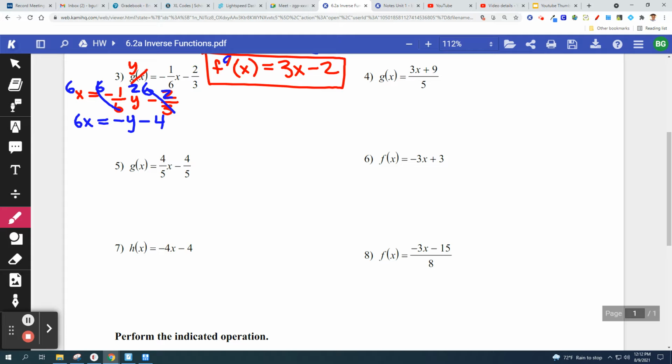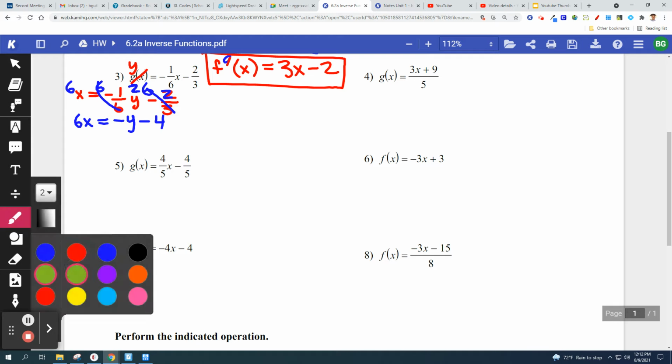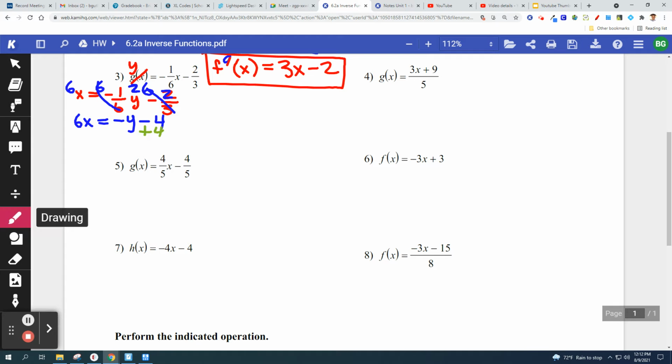Pretty good. Need to isolate the y. So we're going to add this 4 over. And I see the minus y by itself equal to 6x plus 4.